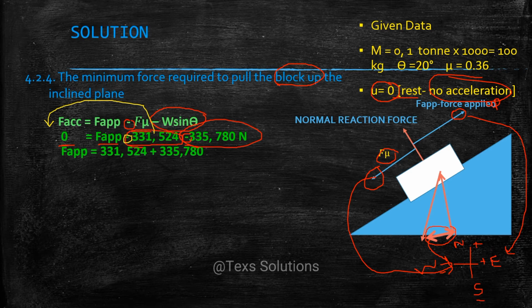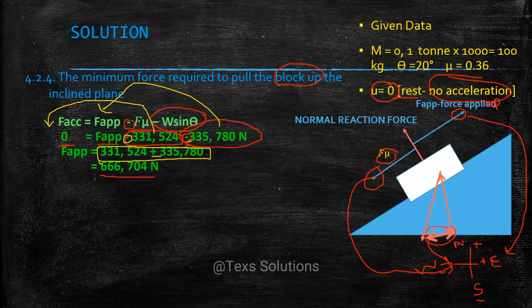The W sine theta, which is 335.780, once it goes over onto the other side, also changes from a negative to a positive. So to calculate the applied force, I'm now going to say positive 331.524 plus 335.780, and I'm going to get the applied force as 666.740 newtons.